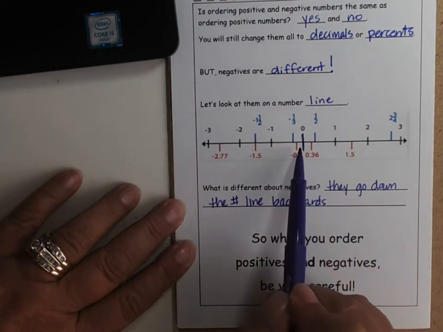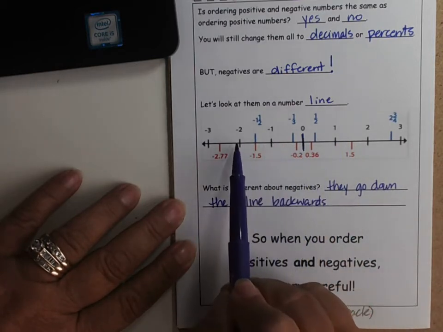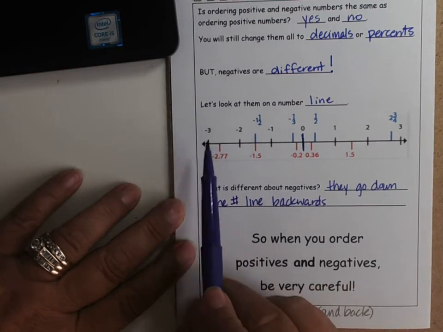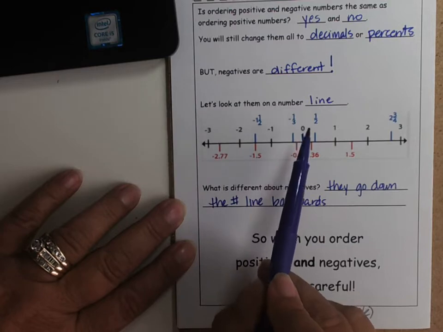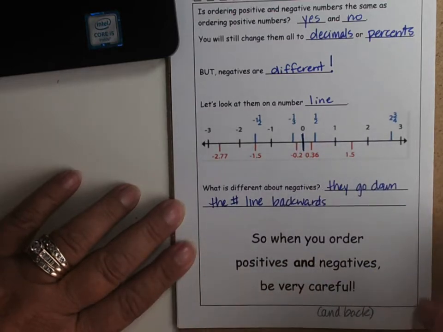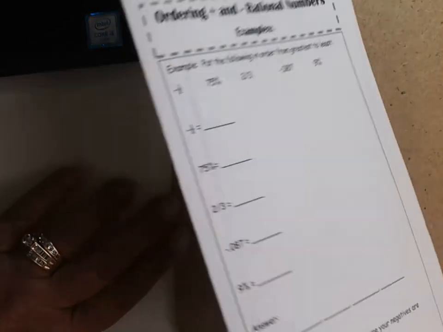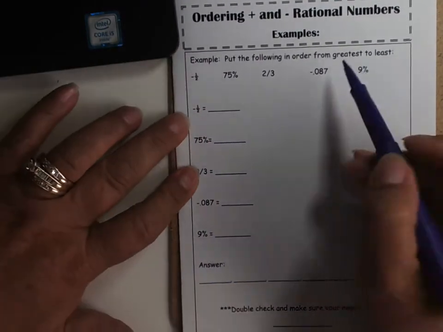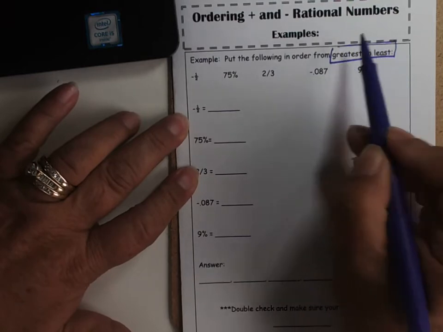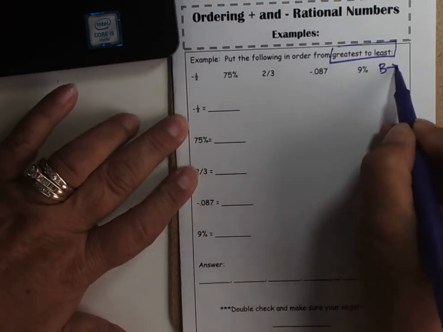Okay, so -1, -2, -3. -3 is small, so it goes -3, -2, -1, 0, 1, 2, 3. All right, so let's put some in order. So we've got all of these, and we're going to go big to small, big to small.